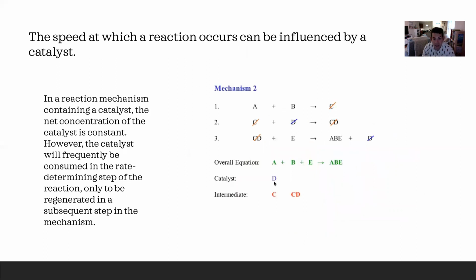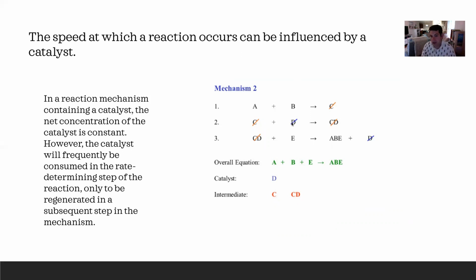All right. The catalyst doesn't have to be in the very first step of a reaction, but it's something that will be consumed in the reaction, but then regenerated by the end. So in a reaction mechanism containing a catalyst, the net concentration of the catalyst is constant. However, the catalyst will frequently be consumed in the rate determining step of the reaction, only to be regenerated in a subsequent step in the mechanism. All right, you don't need a lot of catalyst because it'll keep regenerating itself.